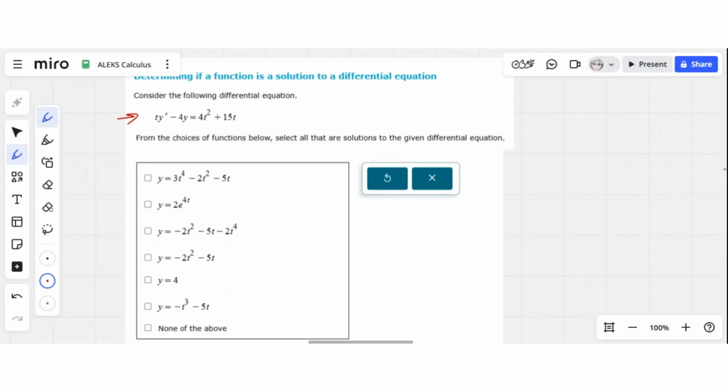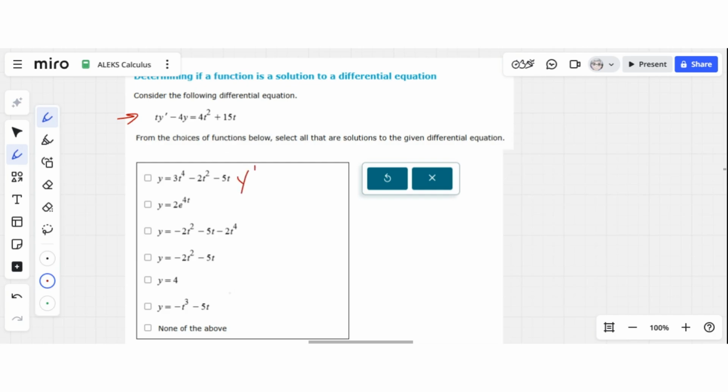So this is actually going to be quite a bit of work to do. These are kind of long and tedious problems to carry out because we need the derivative of y here, so we have to take the derivative of all of these functions and then just set this up, plug and crunch, do the algebra to see if they do indeed equal 4t squared plus 15t. So let's go ahead and start by taking the derivative of each of these possible functions.